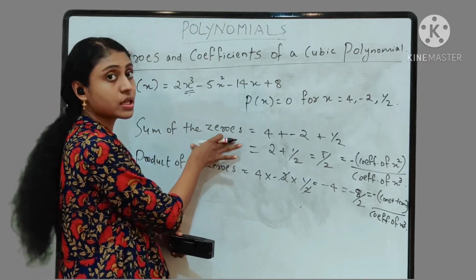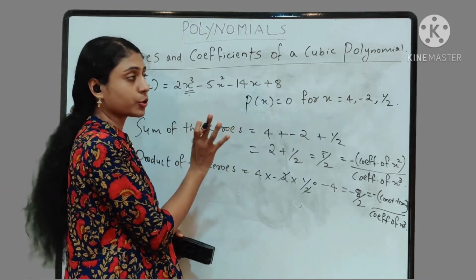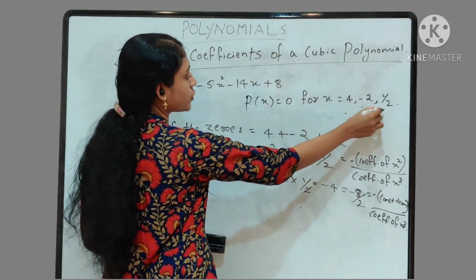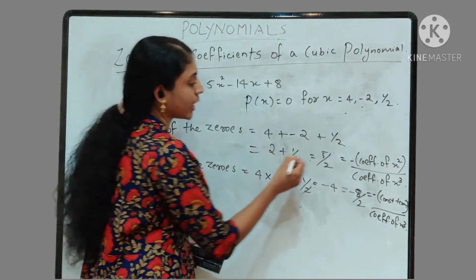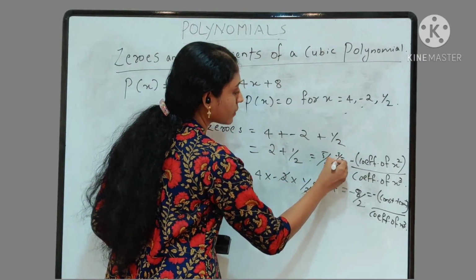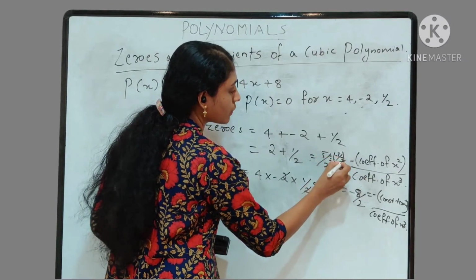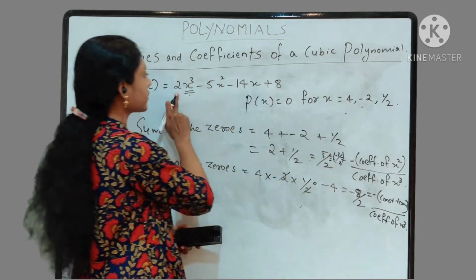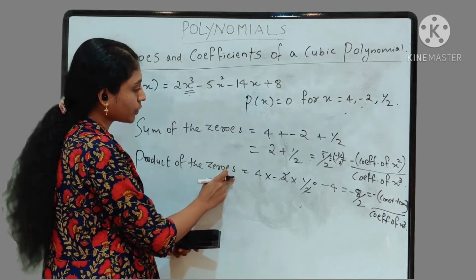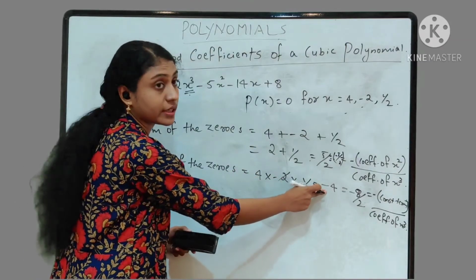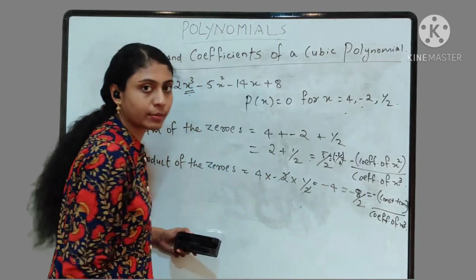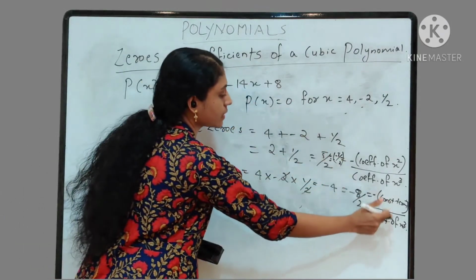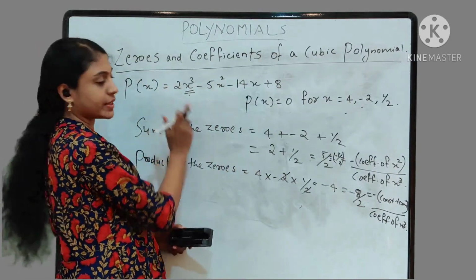So we got the formulas for the sum of the zeros and the product of the zeros in case of a cubic polynomial. Sum of the zeros is 4 plus minus 2 plus 1 by 2. We got the value 5 by 2, which can be written as minus of minus 5 by 2, right? So minus of minus 5 by 2 is nothing but negative of coefficient of x square divided by coefficient of x cube. And what about the product of the zeros? 4 into minus 2 into 1 by 2, we got it as minus 4, which can be rewritten as minus 8 by 2, which is equal to negative of 8, the constant term, divided by 2, the coefficient of x cube.